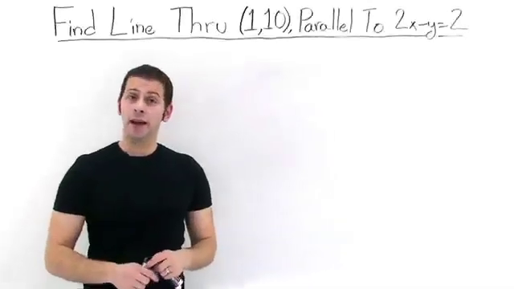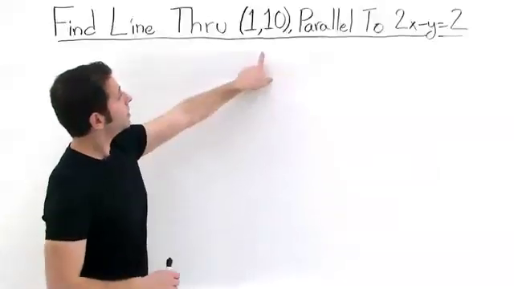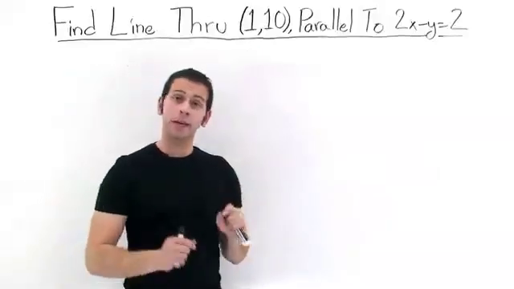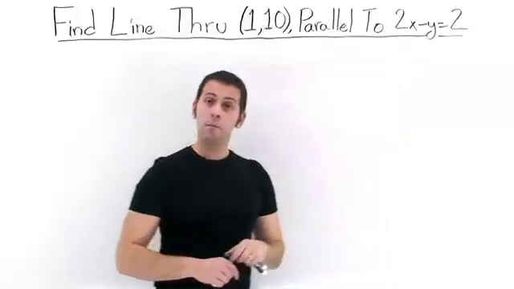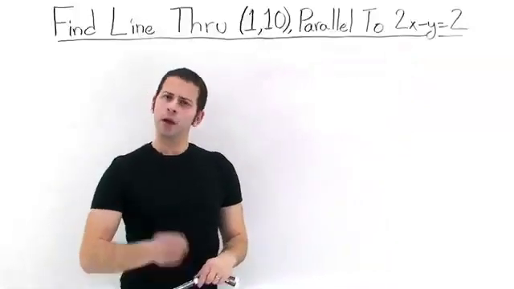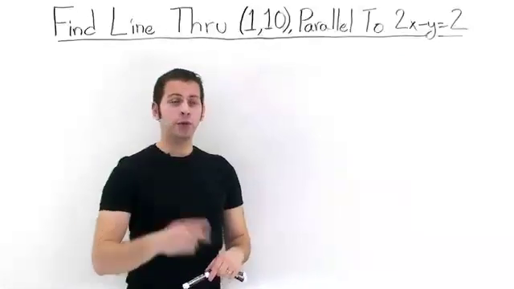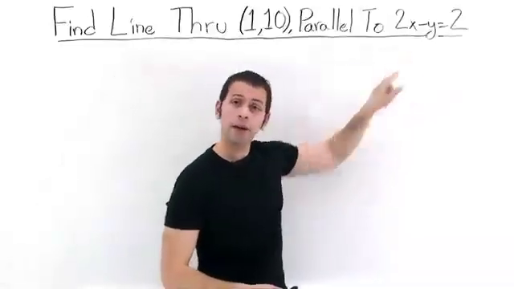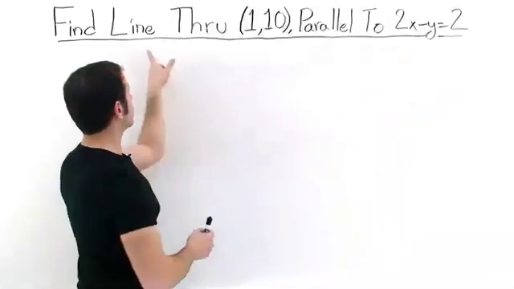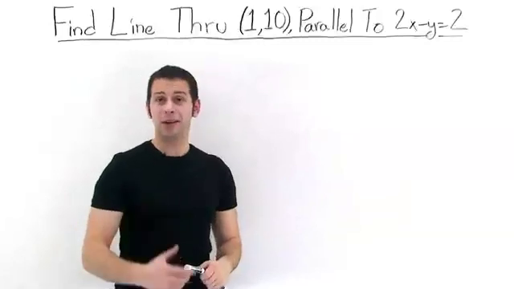Find the equation of the line in slope-intercept form that passes through the point (1, 10) and is parallel to this line, 2x minus y equals 2. Well, in this problem, we're dealing with two things. We're dealing with the line that we're given, and then we're also dealing with this new line that we're trying to figure out, the parallel line.